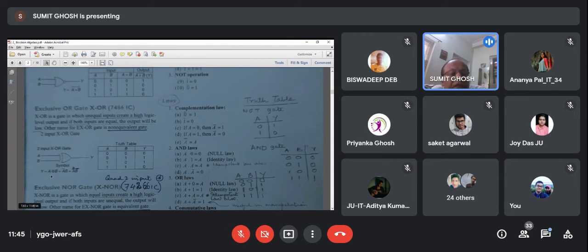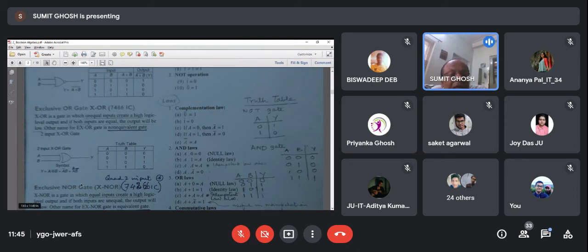How is the representation? Why is it mentioned as a combination of two inputs, A as well as B? I'll use the words A as well as B. What is the symbol in between? A circle with a plus sign in between.